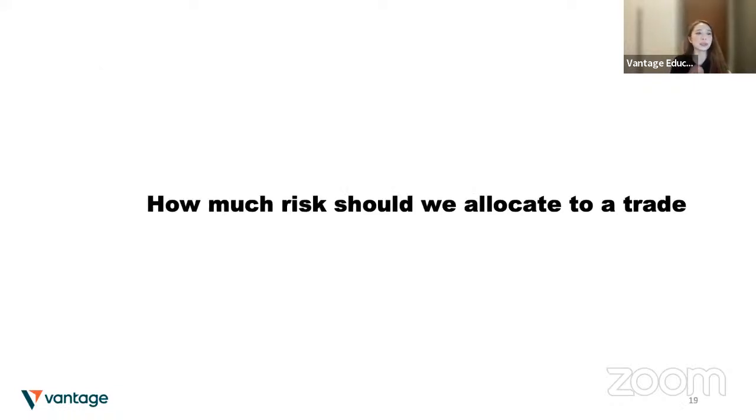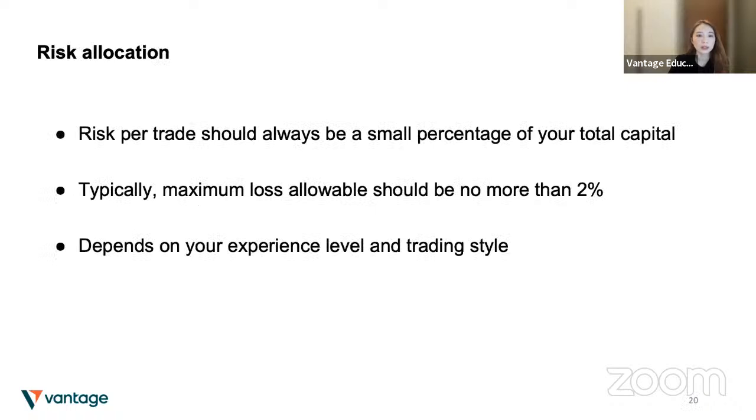So how much risk should we allocate to a trade that is appropriate, right? Normally we will always try to reduce the percentage of your total capital that is at risk. Typically people will say you should keep your risk within 2% of your capital, which sounds very safe and a very small bet. However, it really depends on your experience level and trading style. Like I said, if you are a swing trader, highly likely your stop loss is much further, so there's a chance the actual risk allocated to this trade might be way more than 2%.